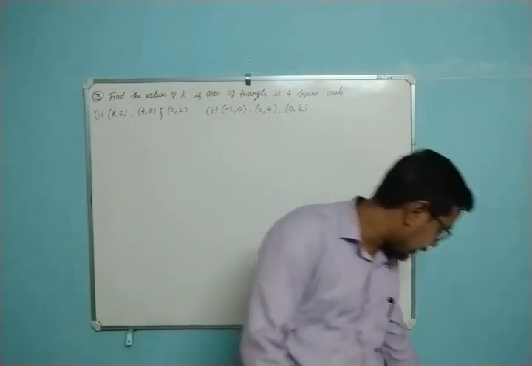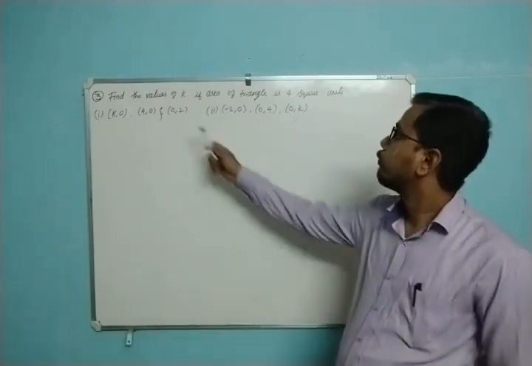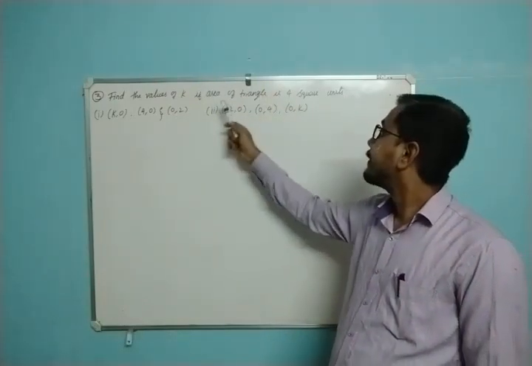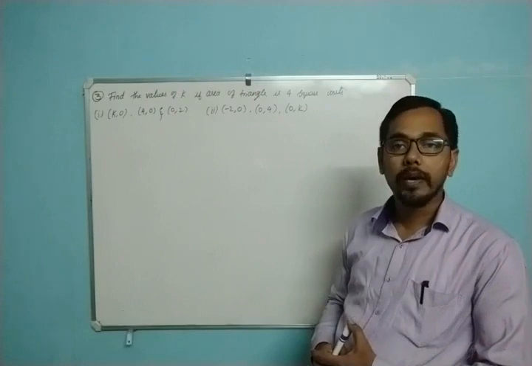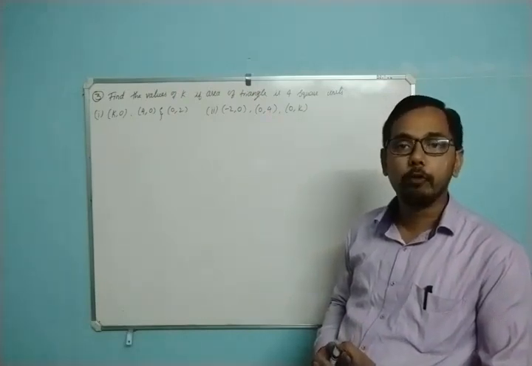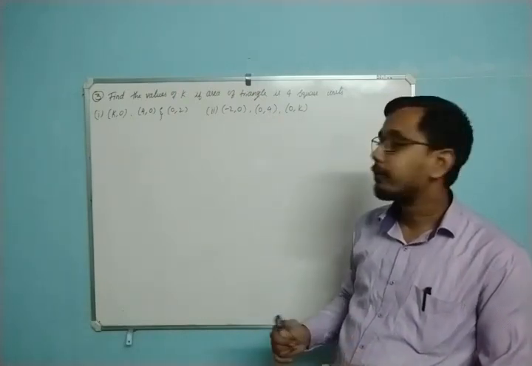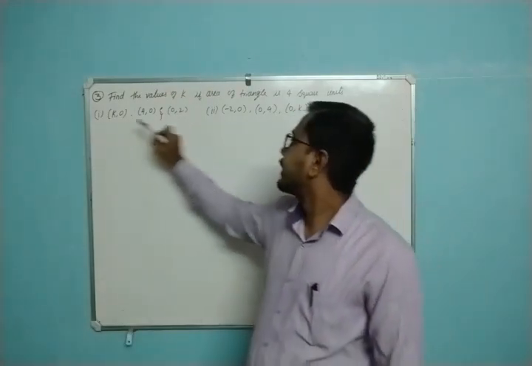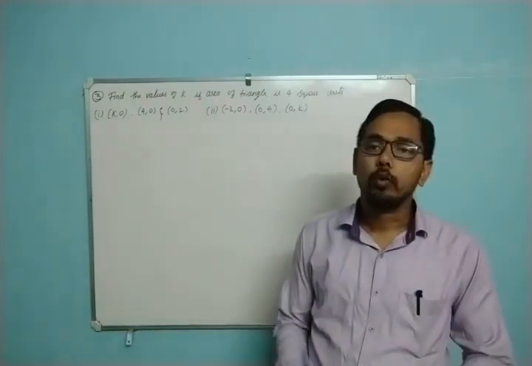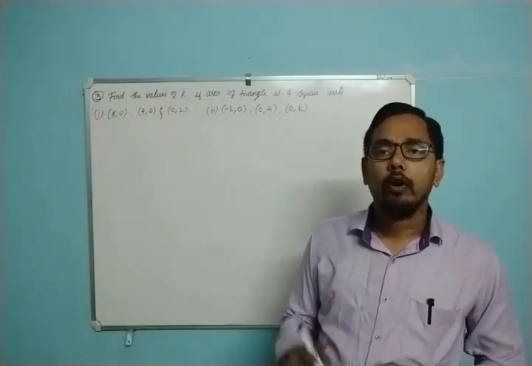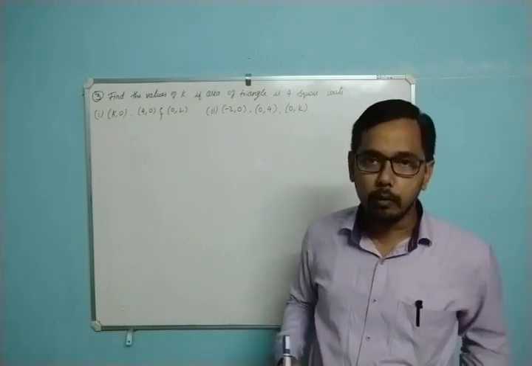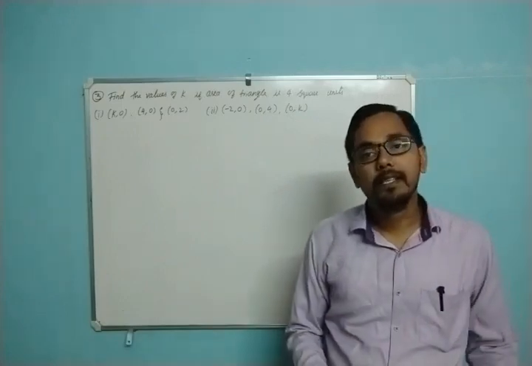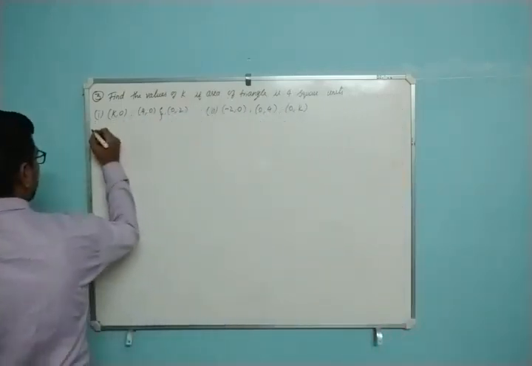So what is there in the third problem? Find the value of k if the area of the triangle is 4 square units. Which k? Here k is in this one, and here it is in this one. So k is one of the coordinates of one of the vertices. We should find the value of that particular k. So what is given to us? The area of the triangle is given. Let's take up the first one.